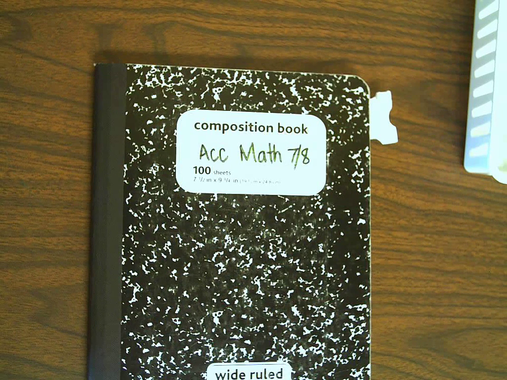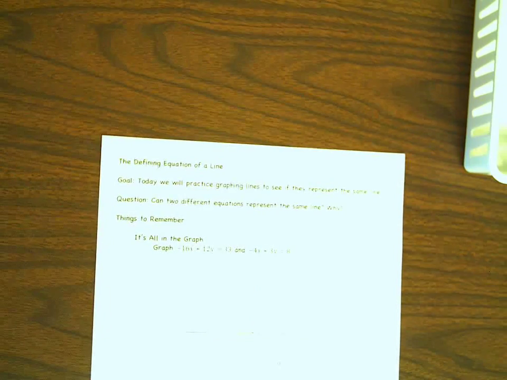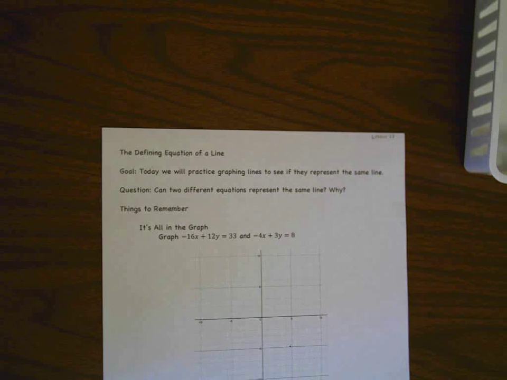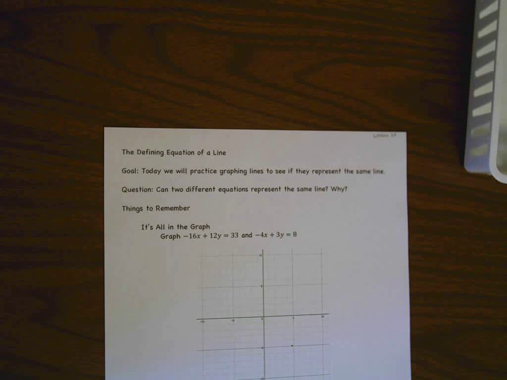This is Module 14, Lesson 23. And Module 14, Lesson 23 is called The Defining Equation of a Line. Our goal for today is to practice graphing lines to see if they represent the same line. The question that I want you to think about is, can two different equations represent the same line, and why? All right, so let's check it out and see.